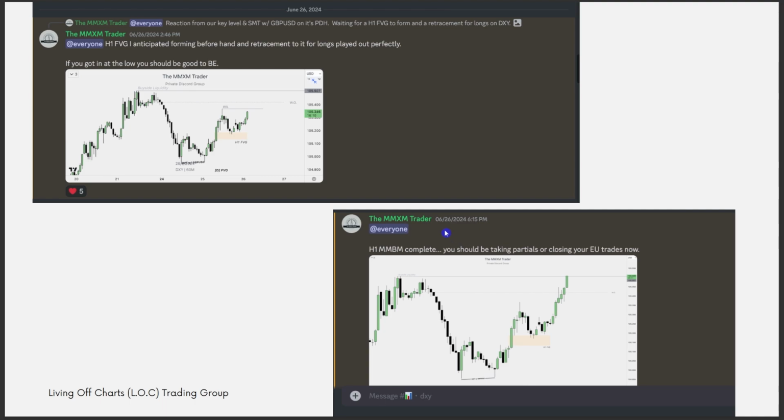So another snapshot of the Discord, right? The 1 hour fair value gap we anticipated forming beforehand, and the retracement to it, longs played out perfectly. So now everybody who was in shorts on EU or GU, we notified them it's a good time to go break even, and the draw on liquidity should be here. And you can see over here, it's best to take partials or close your EU trade. So we're walking you through the process of what you want to be waiting for, where you want to take partials, when something is confirmed.